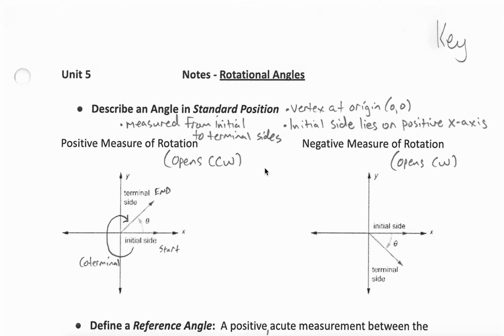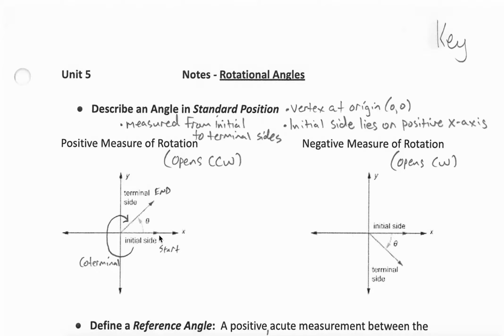There is a standard position for angles on a coordinate plane. Their vertex, that corner of our angle, is going to be at the origin, 0, 0. The right side of the angle, or the first ray in our angle, where it starts, is called the initial side, initial being the starting point. So it starts there, and it's either going to open counterclockwise, or it's going to open clockwise, or drop down.